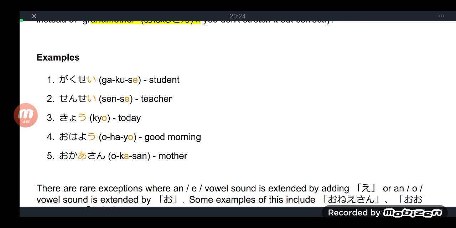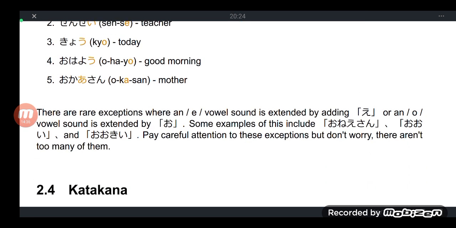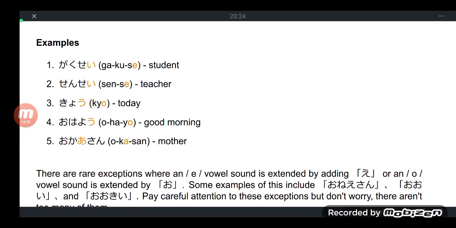Let's take a look at some examples. Gakusei, student. Sensei, just like me, sensei. Kyou, actually it's technically K-Y-O-U, but when you pronounce it, it's kyo. You make a prolonged sound on that O. Kyo. Ohayou, morning, ohayou. It's technically Y-O-U, but in real life, you pronounce it as a prolonged O. Ohayo. And then obaasan. Okay, so those are examples of prolonged sound using the hiragana.